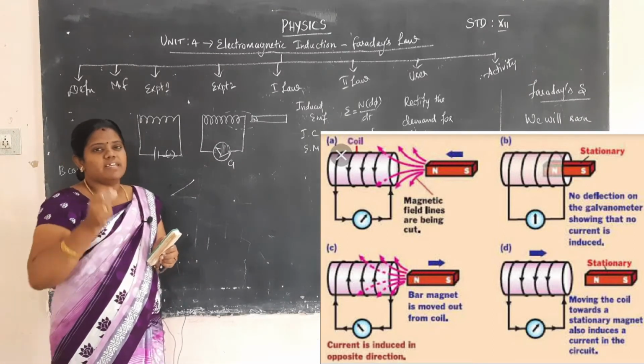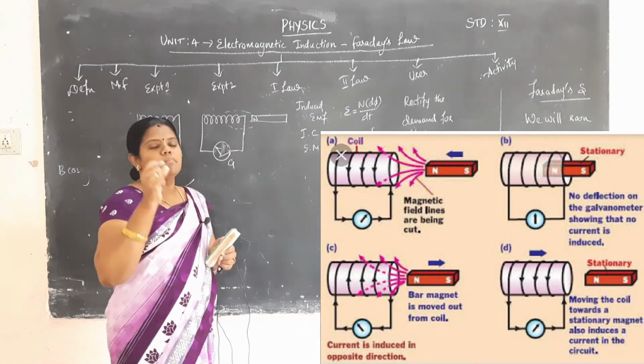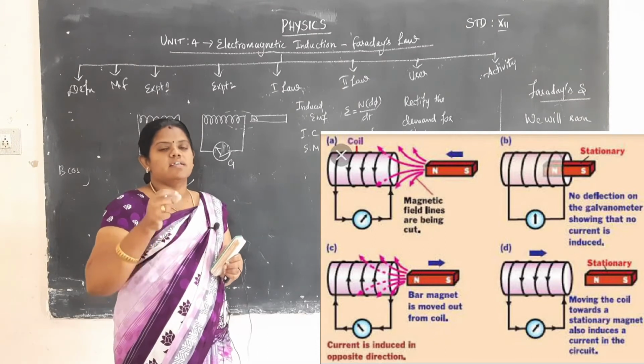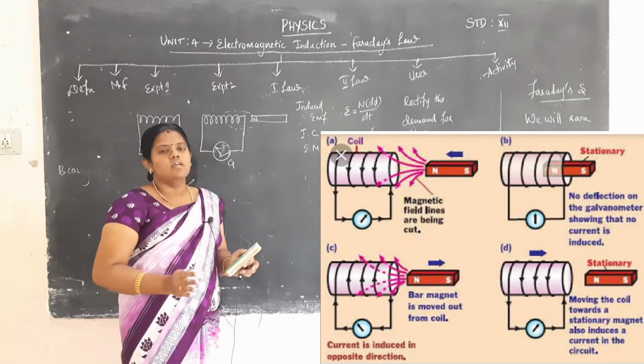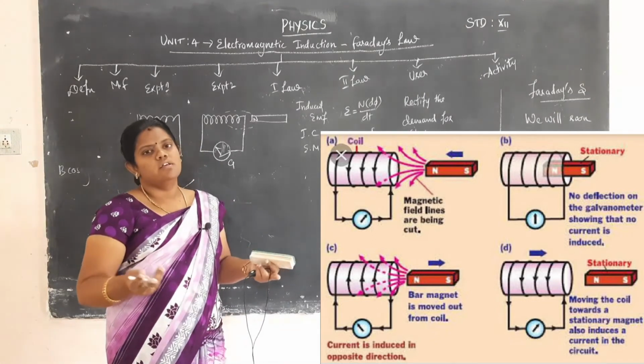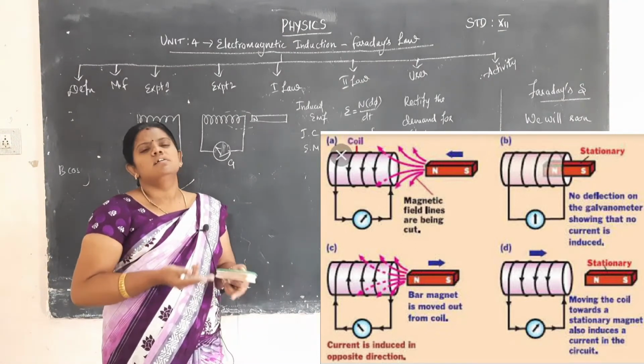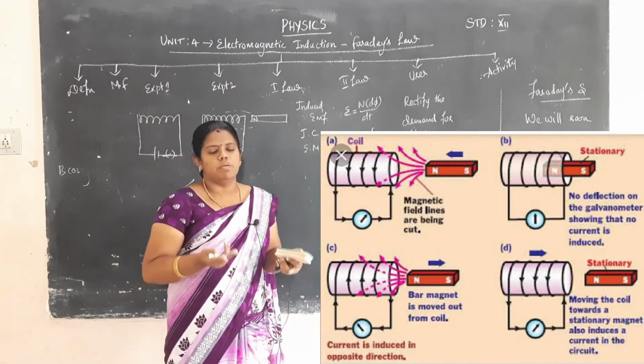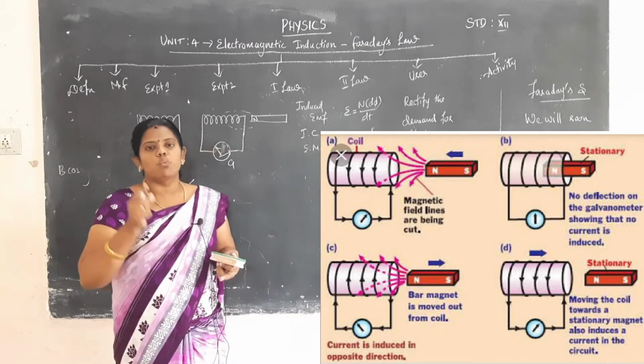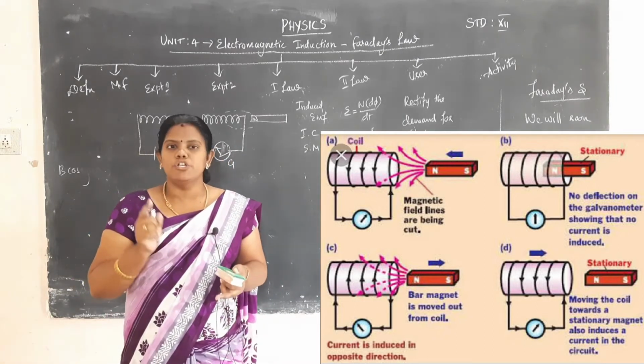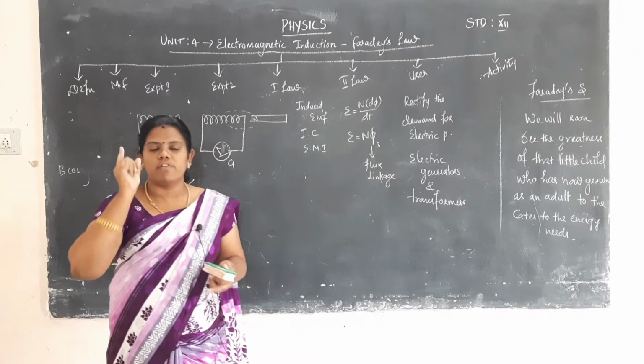But if you keep the magnet inside the solenoid or inside the coil at rest, there is no magnetic flux change at all. So no current is induced, because only a change in magnetic flux induces the current. That is Faraday's first experiment.